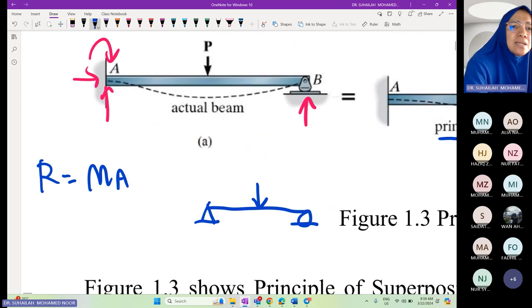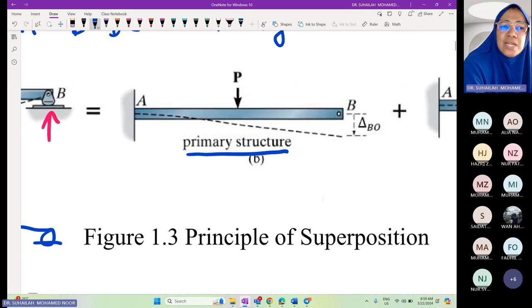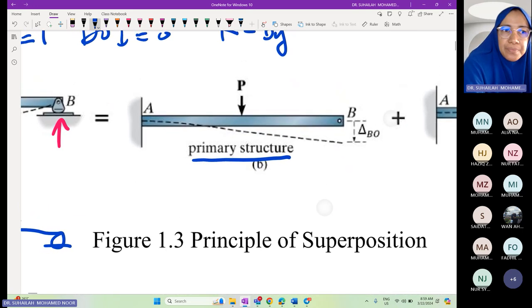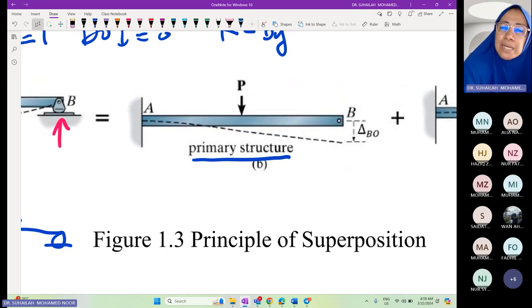Cuma dalam case ni, dia pilih BY as redundant. So, dia jadi cantilever. Okay. So, this is primary structure. After removing redundant, it is the primary structure. Okay, yang tak ada kat sini cuma the support, the roller support. Yang lain maintain. Masih ada lagi P, masih ada external loading. Loading tak buang, hanya buang the redundant.